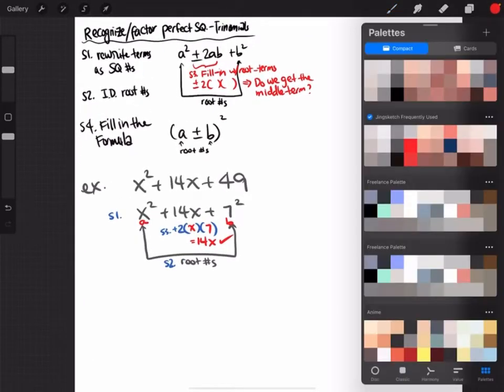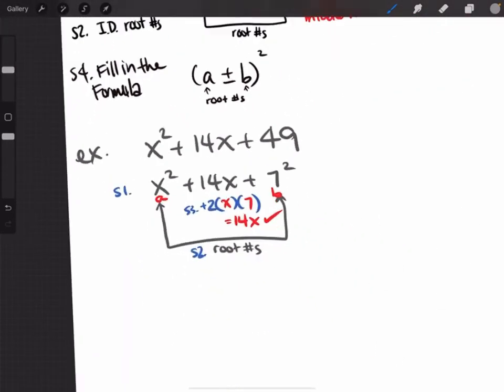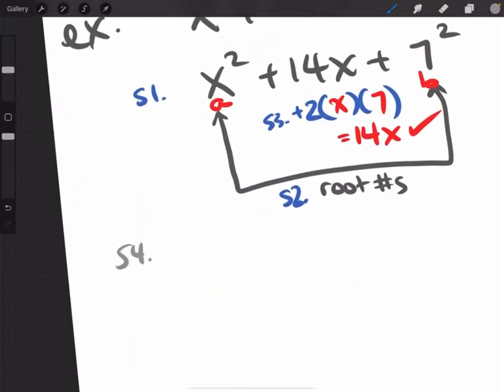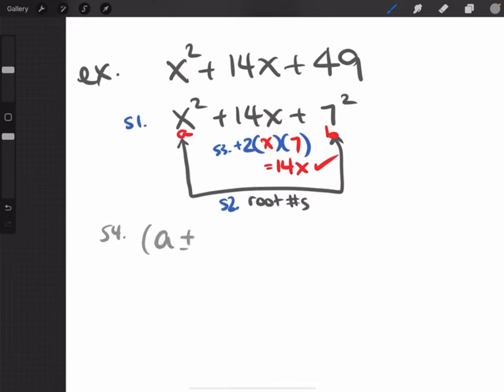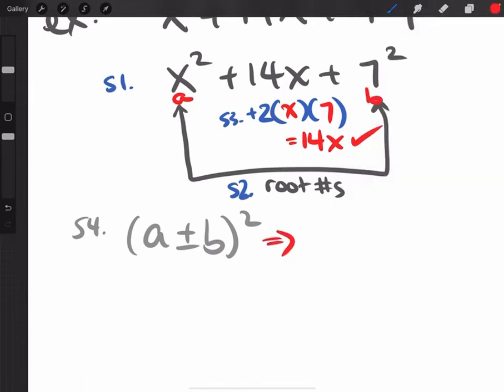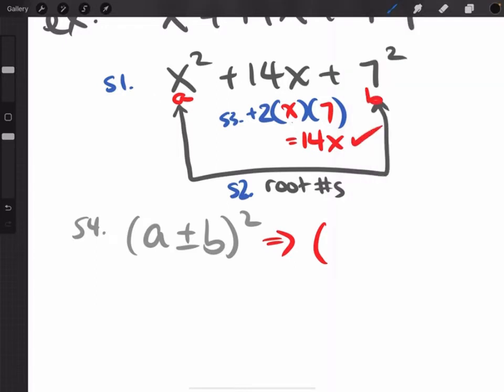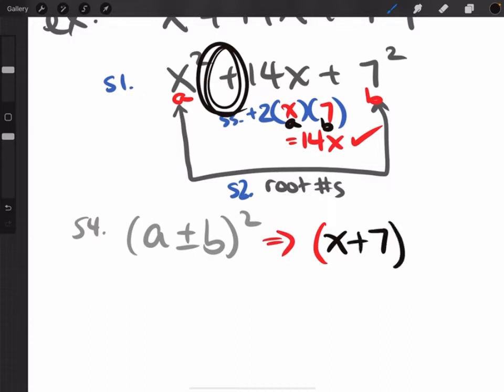Okay, and now the next one is step 4, fill in the formula. A plus or minus B, depending on the situation, squared. So we got A right here, and that's B right there, just as is. A is X. The situation is adding. The middle term is positive. And then B is 7, parentheses squared.